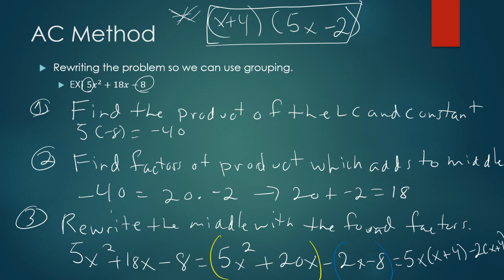Like I said, the AC method is more procedure than it is trial and error. Sometimes trial and error is faster, sometimes AC is faster, but they both get the job done. We'll practice more in class.